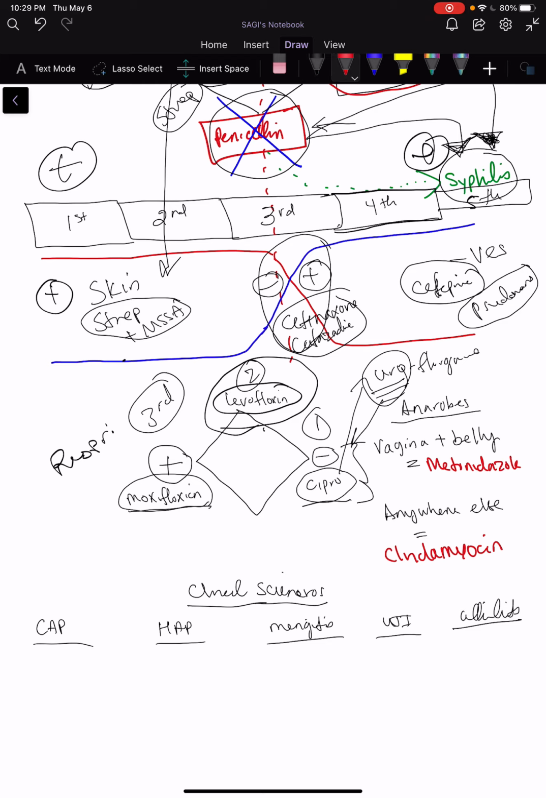For the anaerobes, very simple. Infection in the vagina or the belly, use metronidazole. Anywhere else, use clindamycin. Very simple. Vagina, belly, metronidazole. Anywhere else, clindamycin.